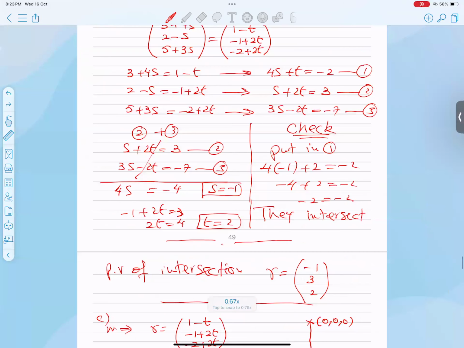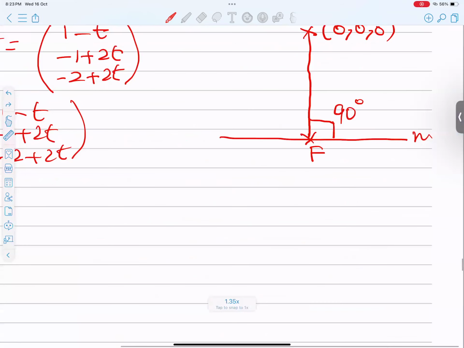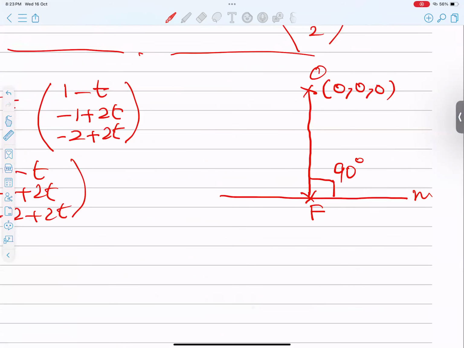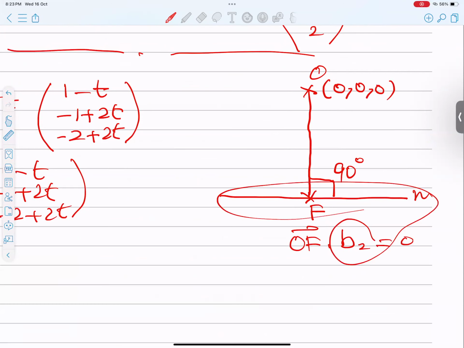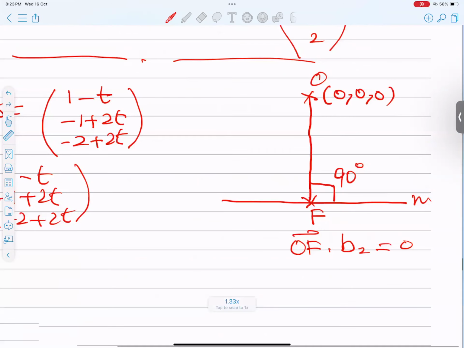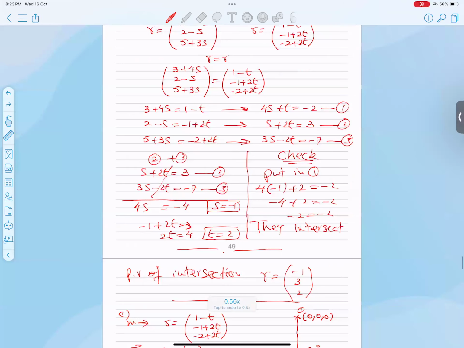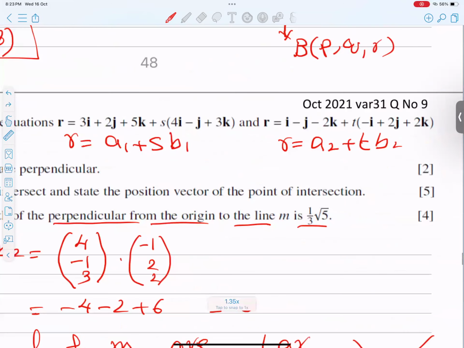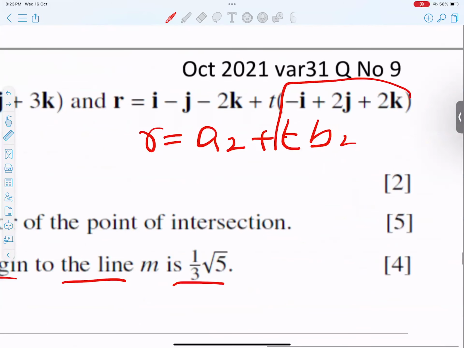But the thing is, what is this vector, students? This is called the OF vector. OF vector dot the line direction b2 is equal to 0. From where did I get the b2 line direction? If you go back and look here, this is called b2. This is called the line direction of line M. I will take this part only, and this is called b2. So I hope you got the point.